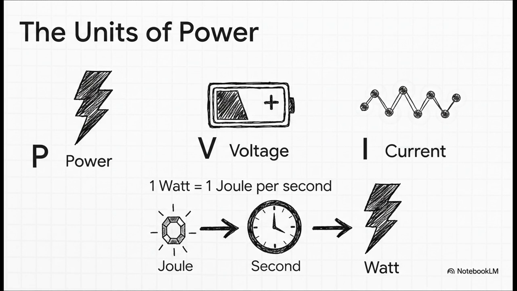Now, 1 watt is defined as 1 joule of energy being used every single second. Just think of a joule as a tiny little packet of energy. So a watt is just telling you how many of those packets are being consumed every second.